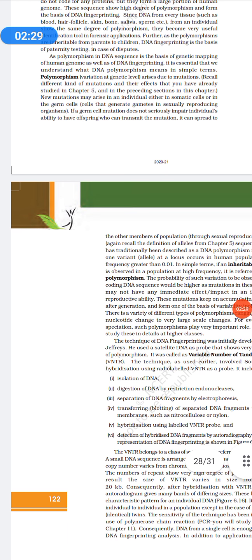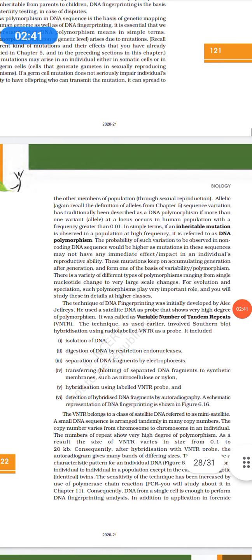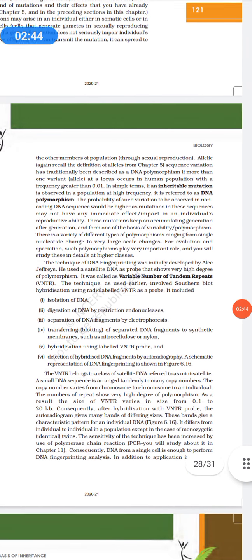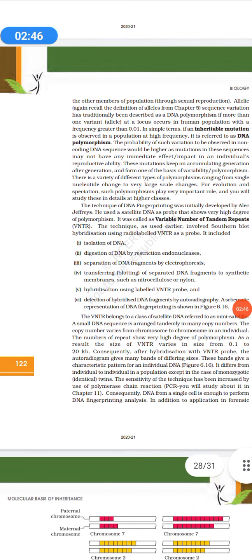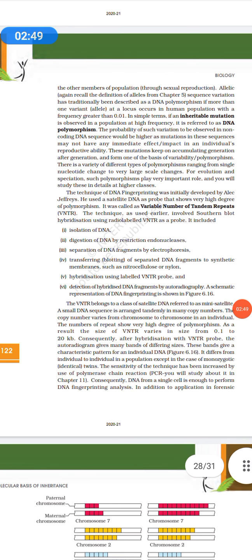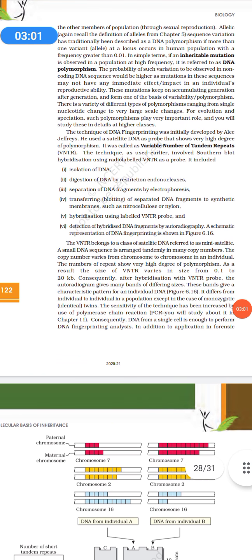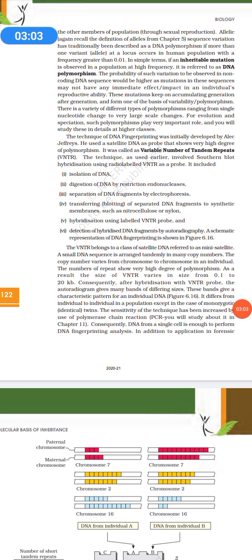New mutations may arise in an individual either in a somatic cell or in a germ cell. If a germ cell mutation does not seriously impair the individual's ability to have offspring who can transmit the mutation, it can spread to other members in the population. So allelic sequence variation is also there. In simple terms, an inheritable mutation observed in the population is known as DNA polymorphism.